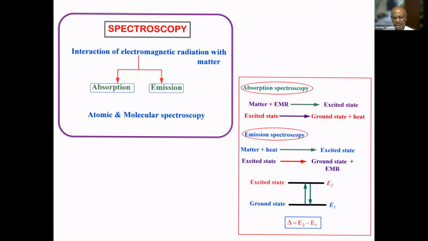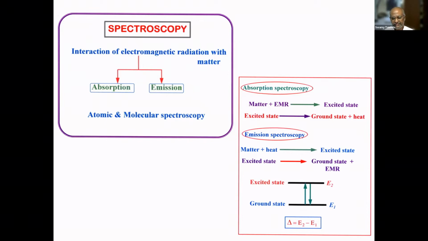In the case of emission spectroscopy, it is almost reverse. Here, the matter is supplied energy in the form of heat, not in the form of electromagnetic radiation. Here also the system goes to the excited state, but the excited state is not stable, so it comes back to the ground state. Then the excess energy is released in the form of electromagnetic radiation. The classic example for emission spectroscopy is the flame test that we normally do. For example, barium-containing salts, if you expose them to the flame, you can see a brick red color. That's because of emission spectroscopy.